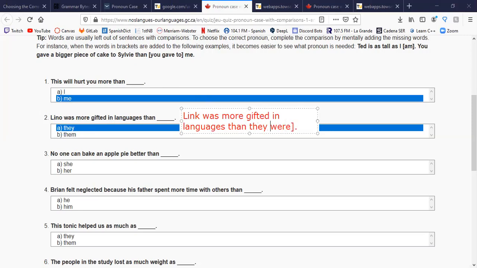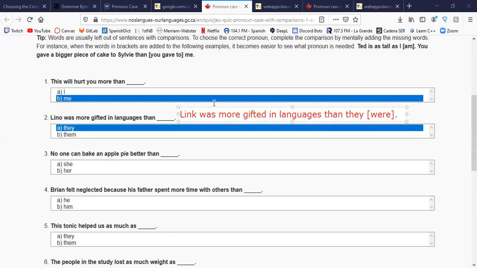So here, add a verb. So here were is added. And you can see now that the only answer that makes sense is they. Oops, I said Link. I meant Lino. Or Lino, whatever. Lino was more gifted in languages than they blank were. Than they were. So here they is the only one that makes sense.